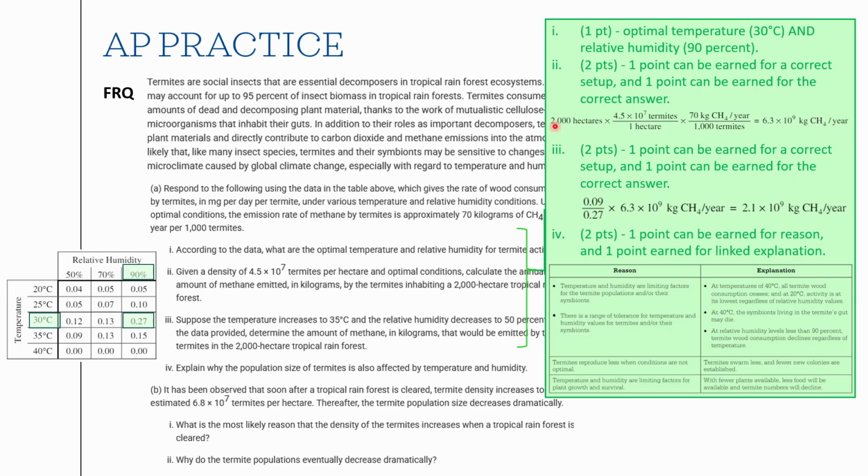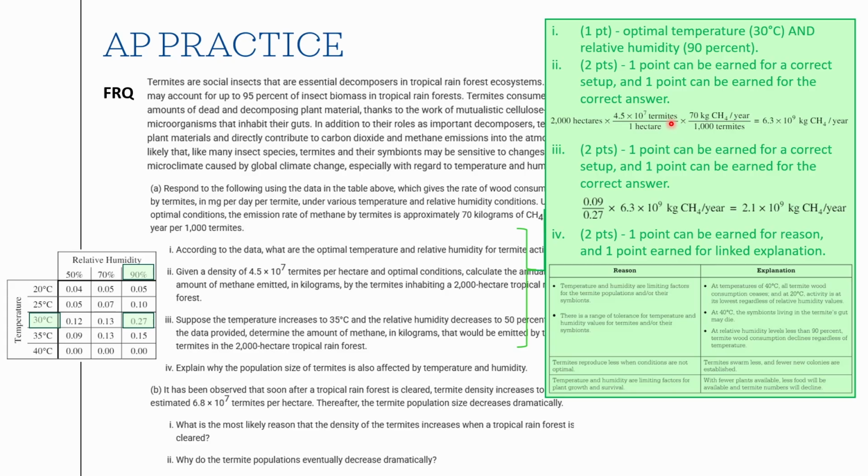So we start out with 2,000 hectares. We know that for every hectare, there are 4.5 times 10 to the 7th termites. We're given that as a conversion factor. We also know that for every 1,000 termites, they produce 70 kilograms of methane per year. That was given for us up here. And so now it just basically becomes a multiplication and division problem, right?